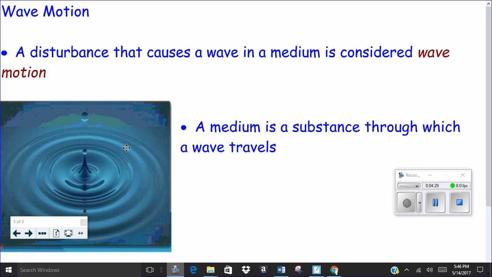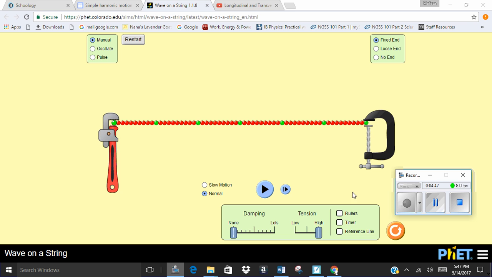So this is the difference between simple harmonic motion and wave motion, is that wave motion transfers energy, whereas simple harmonic motion will actually just transfer a particle back and forth and back and forth. So remember that I mentioned that waves transfer energy and not particles.